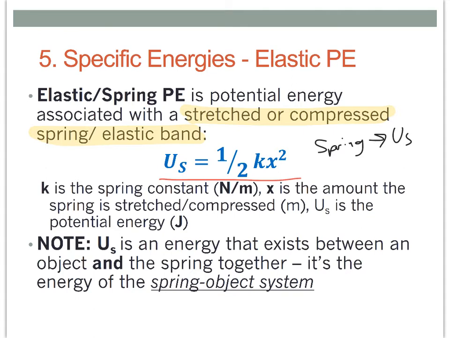k is our spring constant, so that's going back to the forces unit. k tells us how strong the spring is, all right? The higher the spring constant, the stronger the spring is. And x is the amount the spring is stretched or compressed, all right?